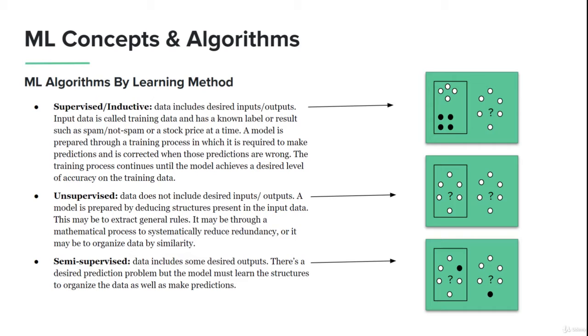This particular data includes some desired outputs. There is a desired prediction problem, but the model must learn the structures to organize the data as well as make predictions. Notice how you have the supervised and then the semi-supervised where you have an output. With the unsupervised, you don't have anything, and so you're using different mathematical formulas and processes to understand what the actual output is going to be. So it's very important to understand the various machine learning methods.